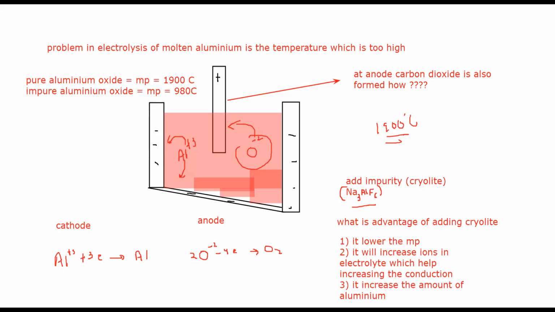How? Because of high temperature, even 980 or 1900, these are high temperatures. So due to high temperature, carbon of the anode reacts with oxygen and forms carbon dioxide. Is it clear, the extraction of aluminium?